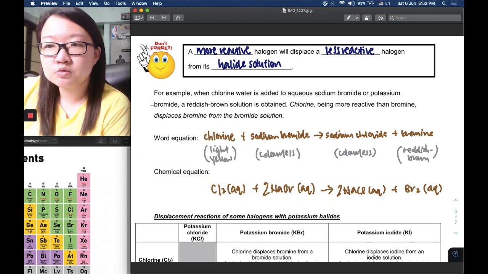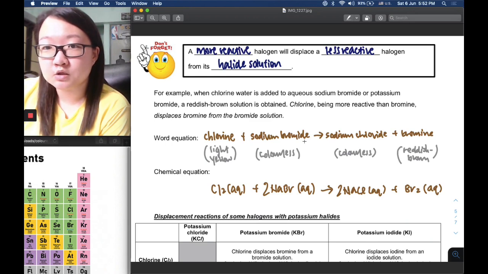So if we were to represent this piece of information into a word equation, this is how it will look like. Chlorine, which is light yellow in color, will react with sodium bromide solution, so basically a salt solution, which is colorless, and then immediately you'll see the color change. So it will form sodium chloride as well as elemental bromine, which is reddish brown.